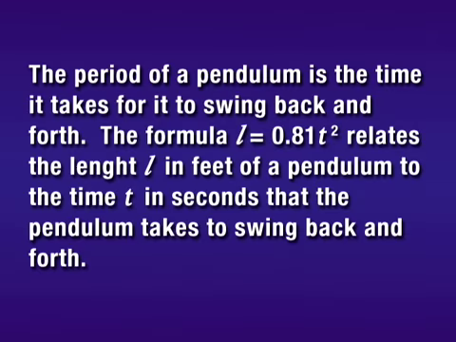In this last set of problems, we solve applications using quadratic equations. The period of a pendulum is the time it takes for it to swing back and forth. The formula L equals 0.81 t squared relates the length L in feet of a pendulum to the time t in seconds that the pendulum takes to swing back and forth.